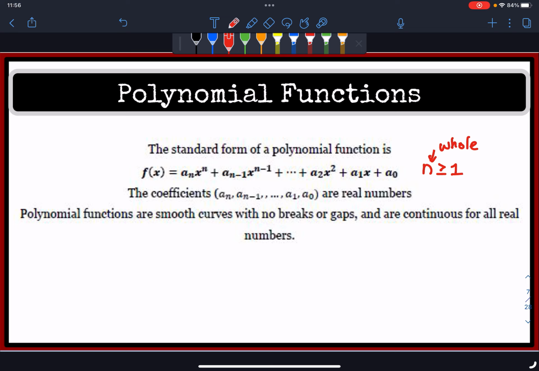Now, the graphs of these polynomials are smooth curves that have no breaks or gaps and are continuous for all real numbers. And the domain of these polynomials is always the set of all real numbers, so from negative infinity to positive infinity.